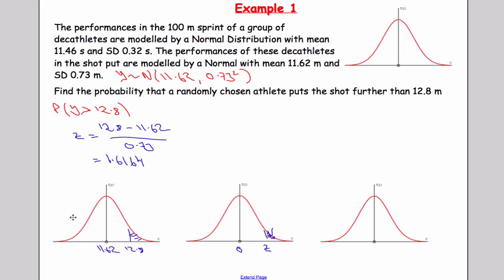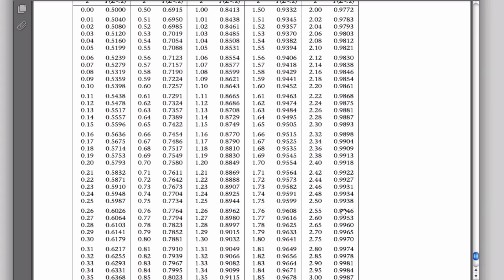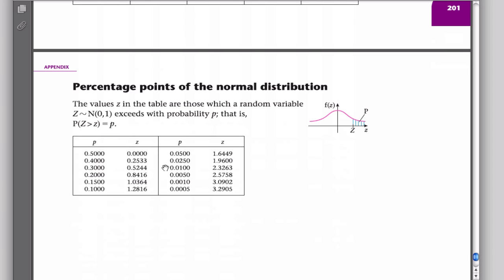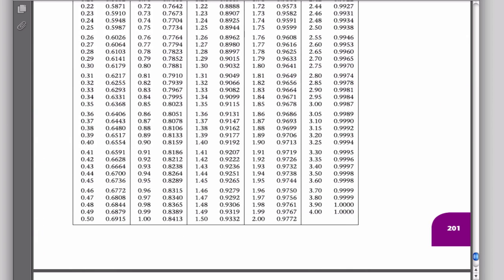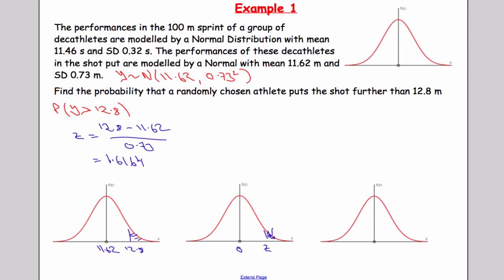Normally when we're looking to the right of z, we look at the percentage points table. But if I look at my percentage points table, there's nothing here for 1.6164, so it's not particularly useful. So I'm actually going to look at the area to the left. I'm going to work out the probability that z is less than 1.6164.